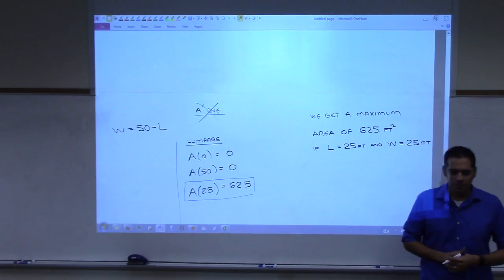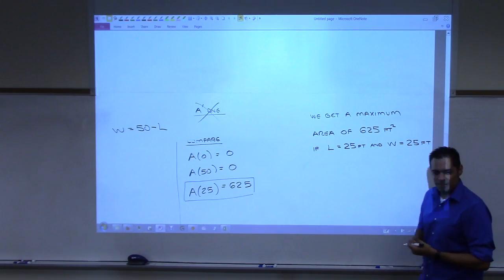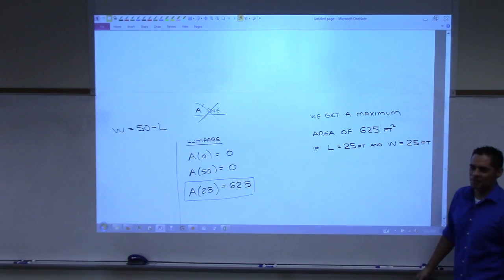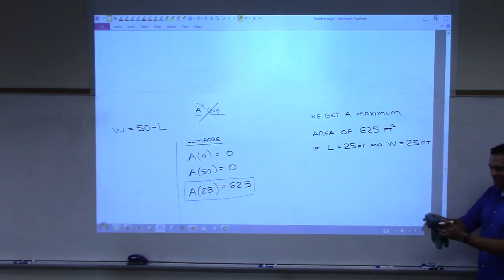Why do they specifically want a rectangle? Pardon? Why do they specifically want a rectangle? A square is a rectangle. Oh, okay. But not all rectangles are square. That's right. So you would get away with it, I guess. Remember that from geometry. Yeah.